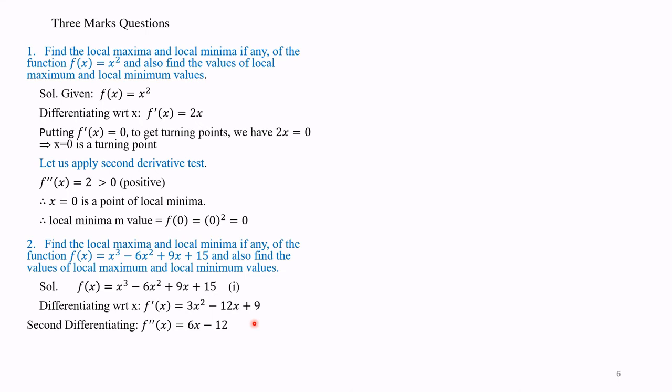Now we will find the second derivative also. So f''(x) is equal to 6x − 12. So we have found the first derivative and second derivative. Therefore, to find the turning points, we have to put f'(x) equal to 0. Therefore, 3x² − 12x + 9 is 0, that is equation 2.